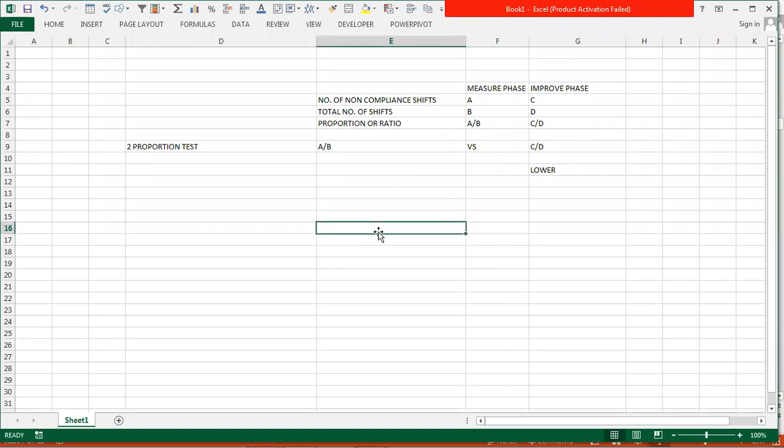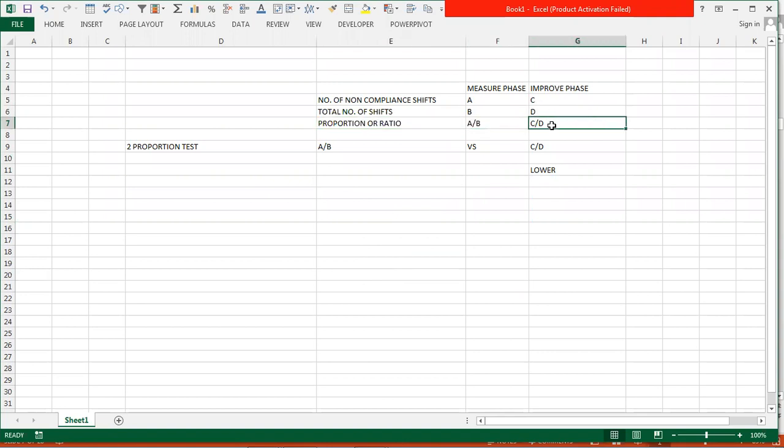Right, so let's take a typical live explanation with the help of a spreadsheet. Imagine we have two phases, a major phase and an improved phase. The number of non-compliance shifts in the major phase is A, and the total number of shifts in the major phase, with one month's data collected, is B. In the improved phase, the total number of non-compliance or NC shifts is C, and the total number of shifts is D. So the proportion or ratio would be A by B in the major phase, and C by D in the improved phase.